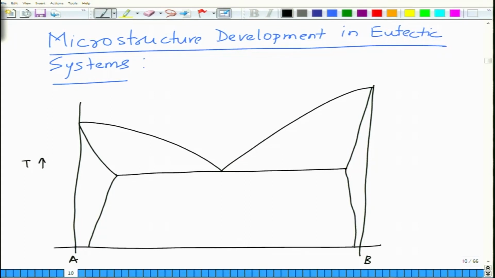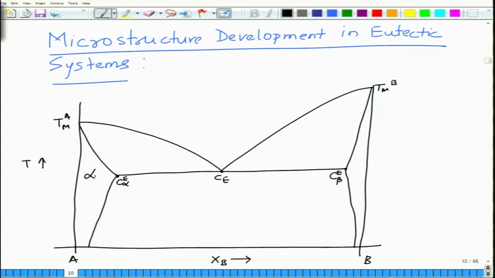Generally eutectic diagrams will have, as we know, so this is A, Tm of A, this is Tm of B, this is Xb, generally in weight percent. This is the eutectic composition CE. This is the solid solubility limit of B in A. So this is C alpha E at eutectic temperature. And this is the solubility of A in B at eutectic temperature in beta phase. So this is C beta E.